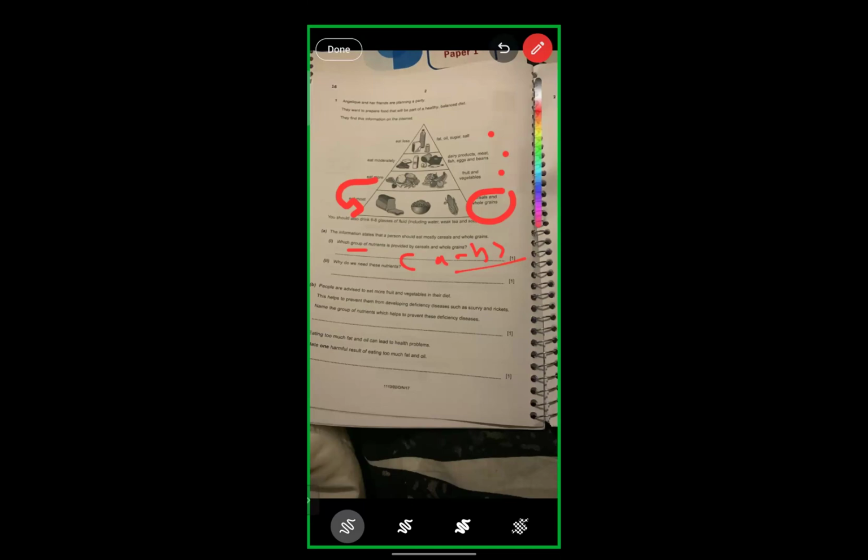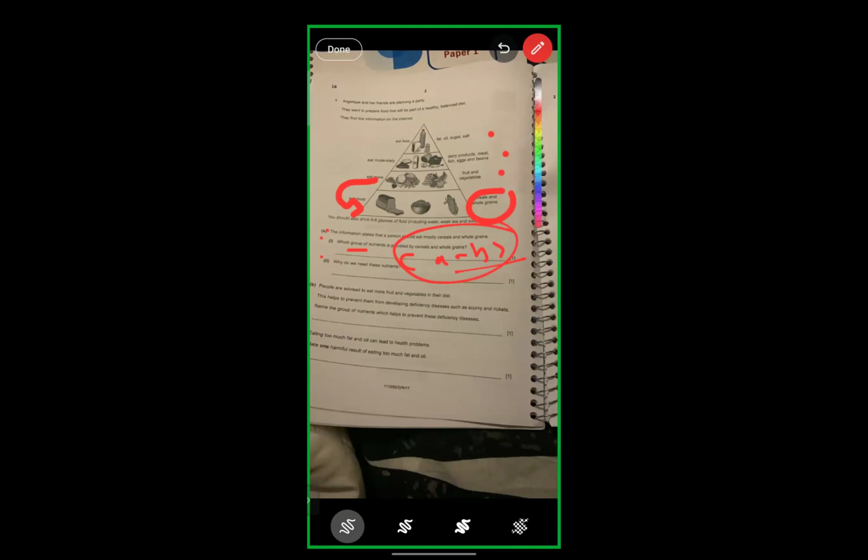But I just want you to take attention to something here. The question A, which is point A, you have to read it first to know and understand what is behind. Questions I and II are related to question A. If you look at question A at the beginning, the information states that a person should eat mostly cereals and whole grains. About this information, we provided two main questions: what group of nutrients is provided by cereals and whole grains, and why do we need these nutrients? So my main talk is about what? About the carbohydrates. Never be confused, okay?